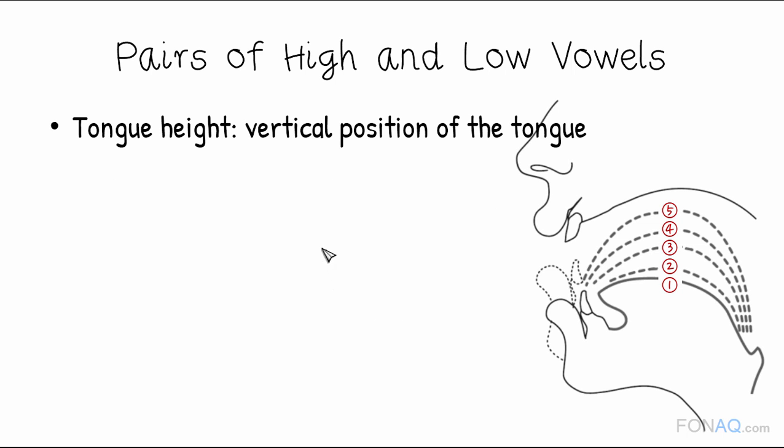Tongue height refers to the vertical position of the tongue, high if close to the palate, low if near the bottom. In our course, we take tongue height as a relative concept instead of considering it as an absolute measure. What does it mean? It means a vowel's tongue height is determined relative to another vowel's tongue height.